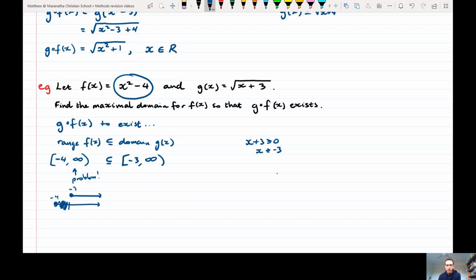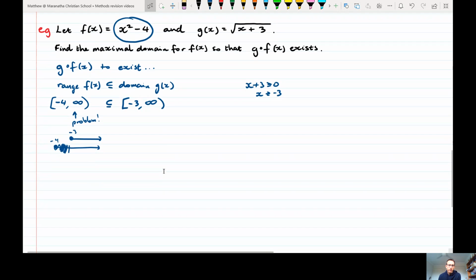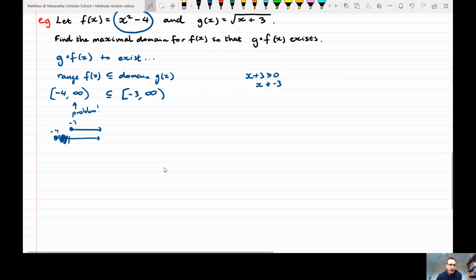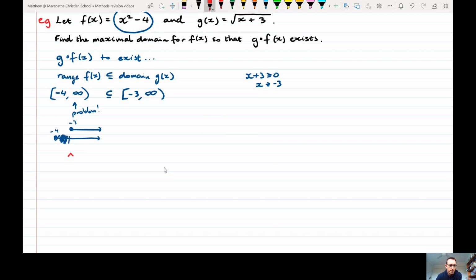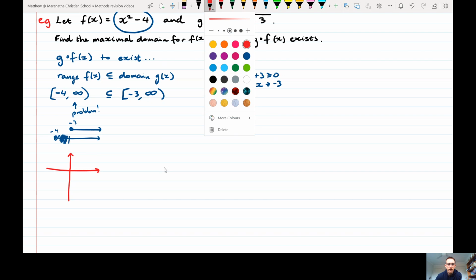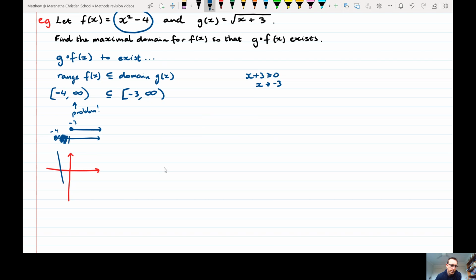So the way I do that is by drawing a graph in my mind, or I can draw it here. It doesn't really matter. It'd be nice if my colors up here worked for me, but I'm having some technical issues up there. Let's have a look at the equation x squared minus 4. If I draw x squared minus 4, it's a quadratic looking like this.